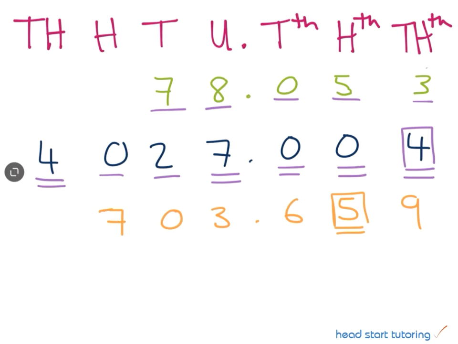The value of the 9 in this number is 9 thousandths, or 0.009. The value of the 6 is 6 tenths, or 0.6, or 6 over 10. And then we've got our 7 hundredths, our 0 tens, and 3 units.